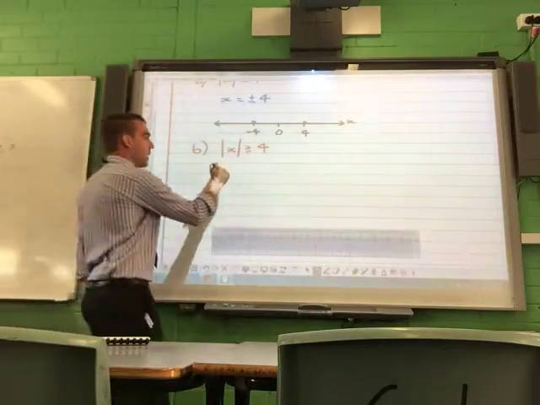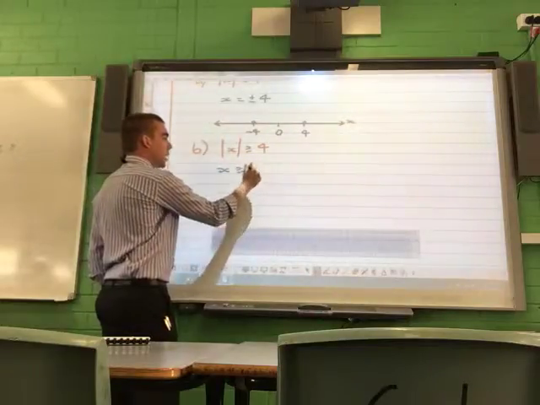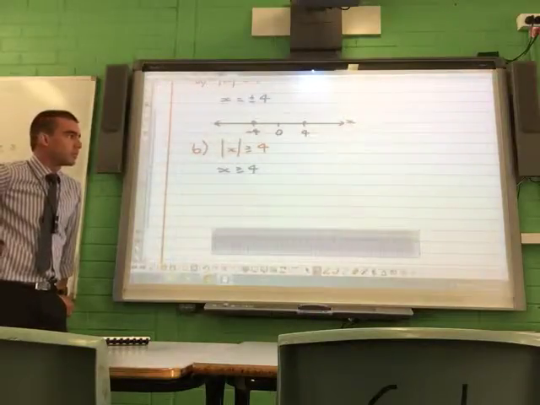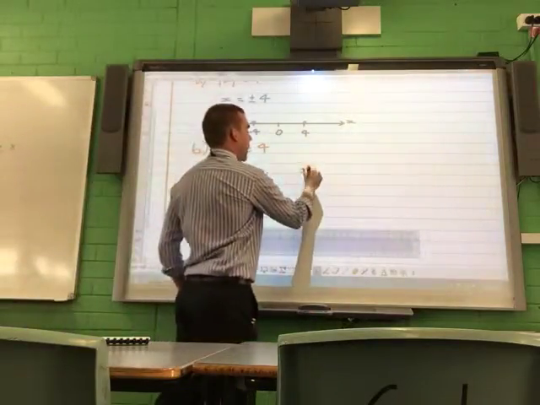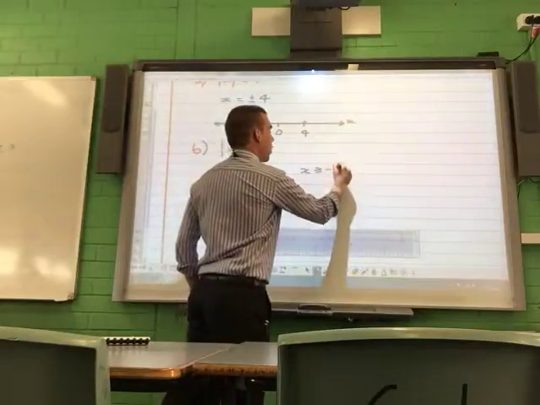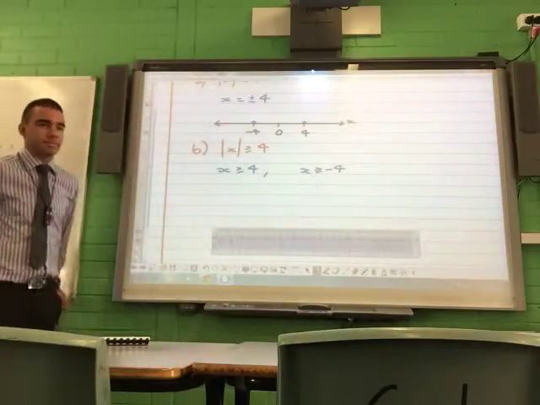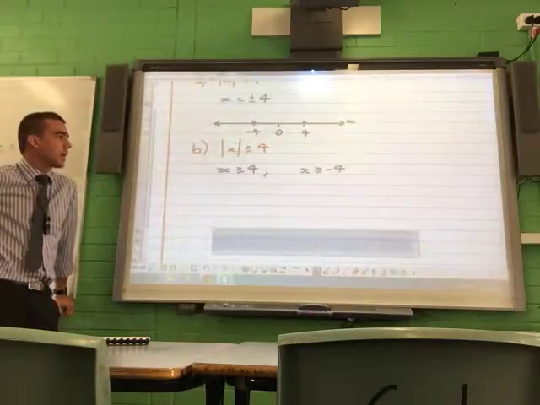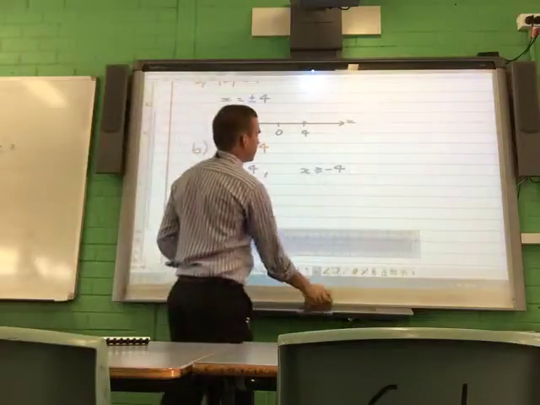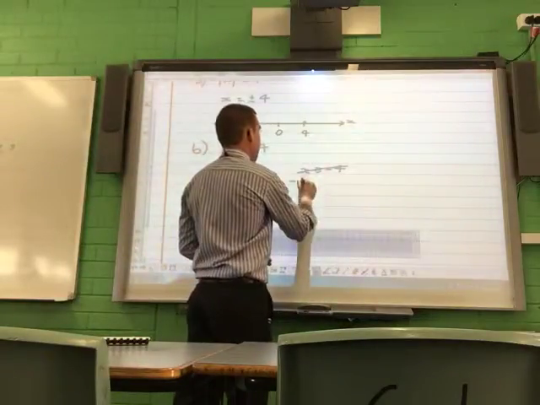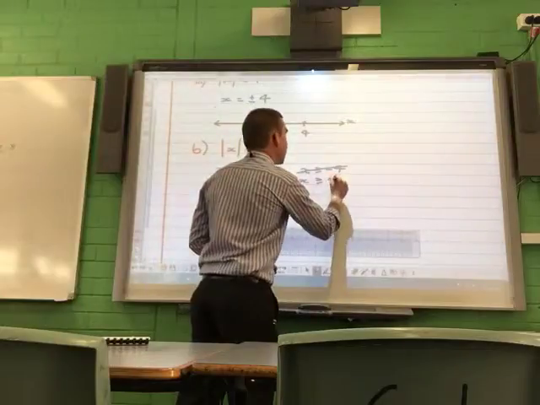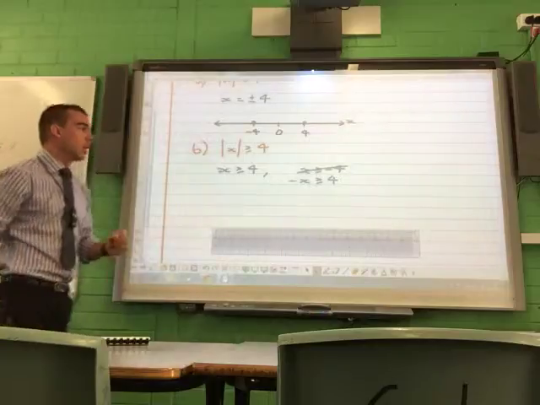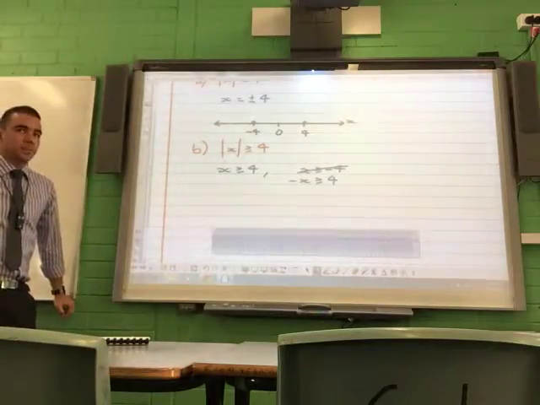Okay, so what this means is we have the value of x which will be greater than or equal to 4. And we also have the case where negative x is greater than or equal to 4. Alright, considering both those cases. So we want to take the absolute value of that negative, and the result will be greater than or equal to 4.